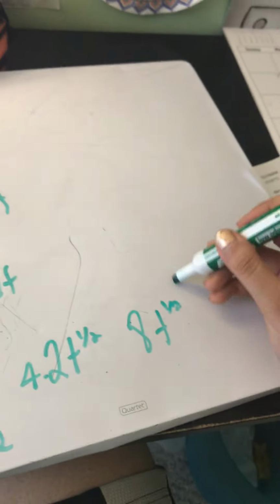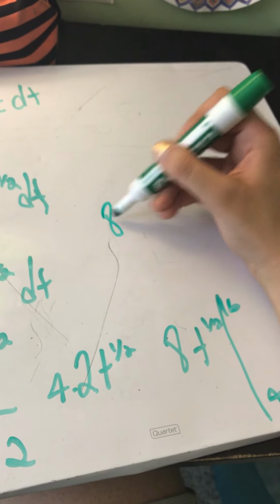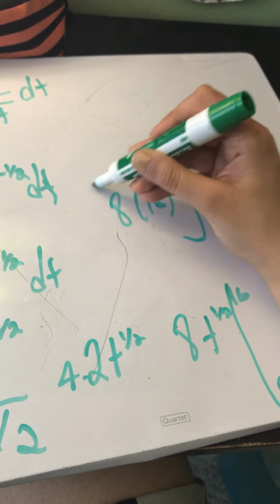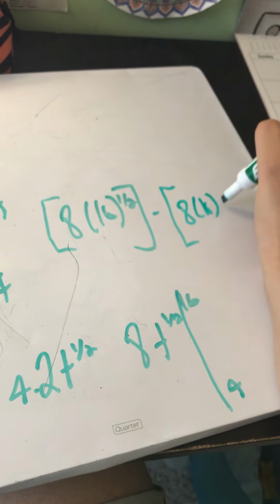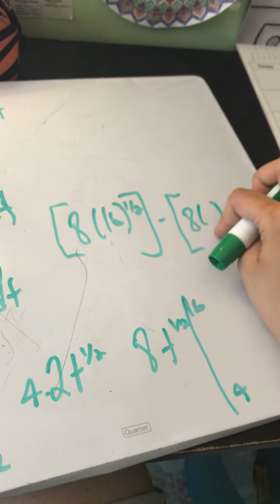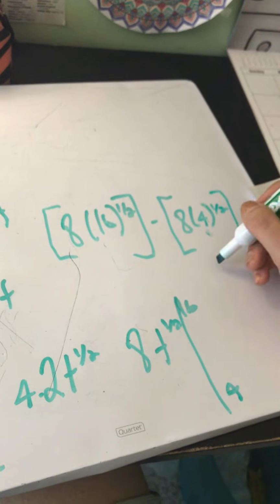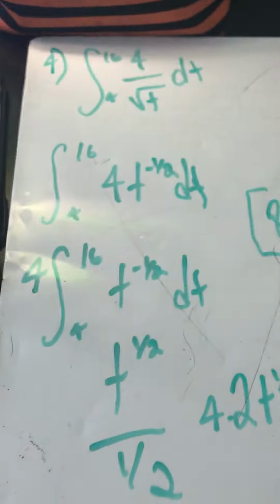Then from there, you're going to evaluate from 4 to 16, so 8 times 16 to the 1/2 minus 8 times 4 to the 1/2, and you basically just get 16 from that answer. Okay, so again, not too bad. You just have to know your integration stuff, and then the rest is just basic algebra.